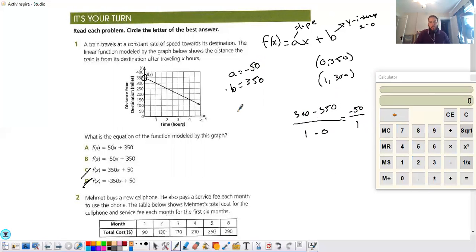So if we put this all together, f of x equals, we put in our slope, negative 50, then we have x, then our y-intercept, plus 350. Look for the answer that matches, and it's going to be choice B, which has a negative slope. If you look at choice A, it has a positive slope of 50, so that would actually show this line starting at 350 and then increasing as opposed to decreasing.